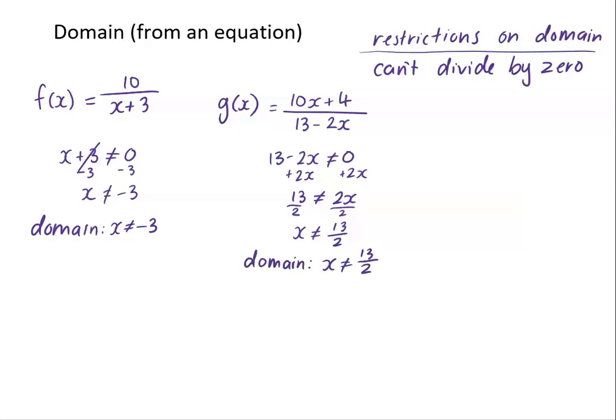When we have a fraction, to find out the values that aren't in the domain, we set the denominator not equal to 0, because we know it can't be equal to 0. So to find out what's not in the domain, we make it not equal to 0, and so x cannot be 13 over 2, and in this case, x cannot be minus 3. That's talking about our restriction when we have fractions or trying to divide by 0.